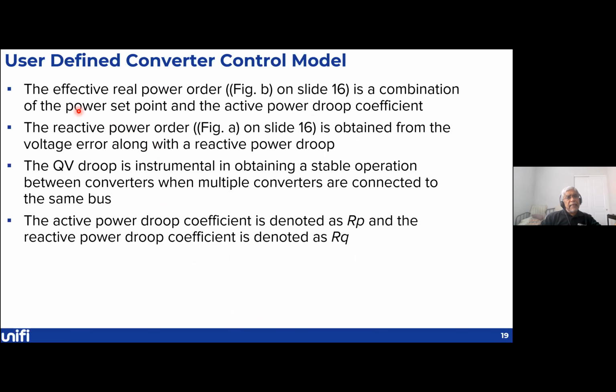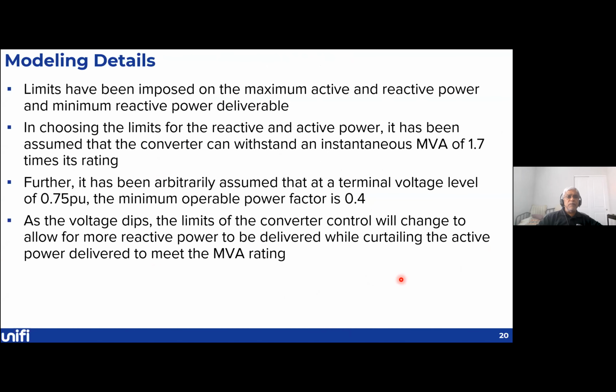So you notice that the effective active power order on the previous slide is a combination of the power set point and the active power droop coefficient. And the reactive power order is obtained from the voltage error along with the reactive power droop. And the QV droop is instrumental basically in obtaining stable operation, as I just said, because there are multiple converters connected to the same bus. And so we denote the active power droop as RP and the reactive power droop as RQ.